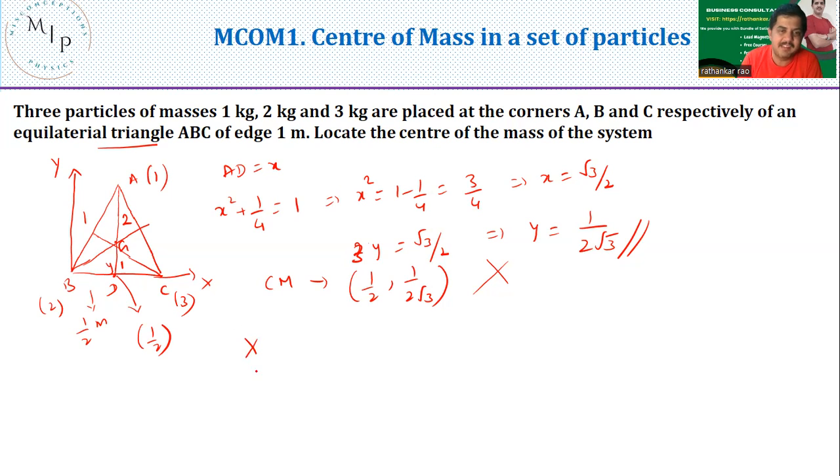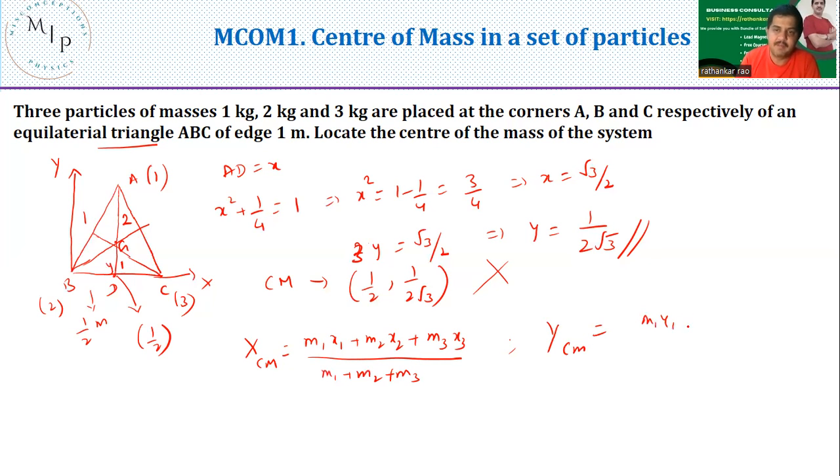The center of mass is defined by the formula XCM equals M1x1 plus M2x2 plus M3x3 divided by M1 plus M2 plus M3. In a similar way, YCM is M1y1 plus M2y2 plus M3y3 divided by M1 plus M2 plus M3. You can ask why we are taking three terms. The reason is that you have three vertices, three nodes here, so we need to take three coordinates.